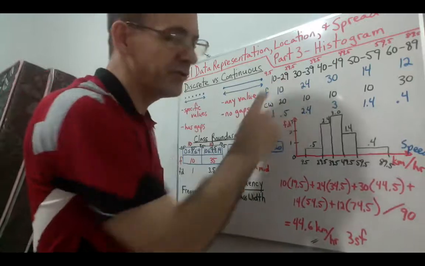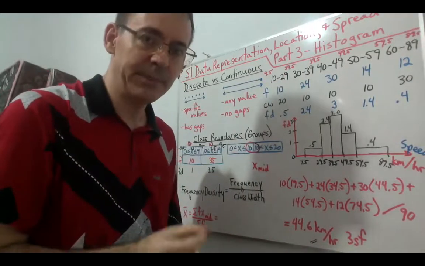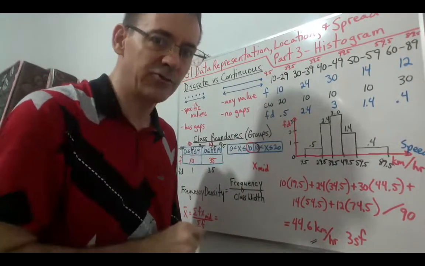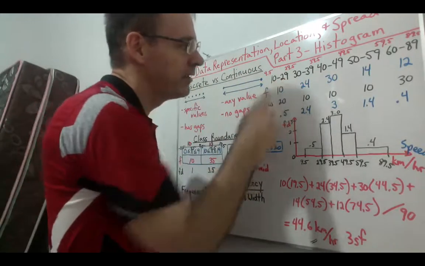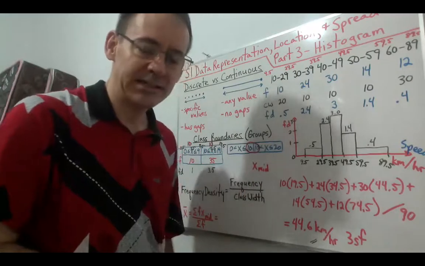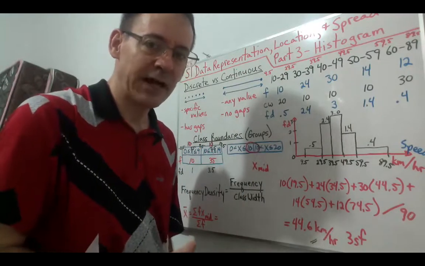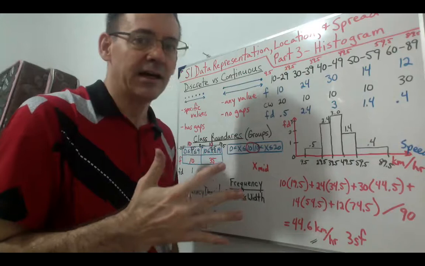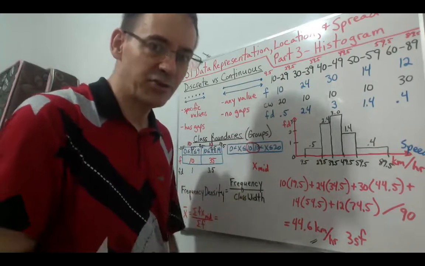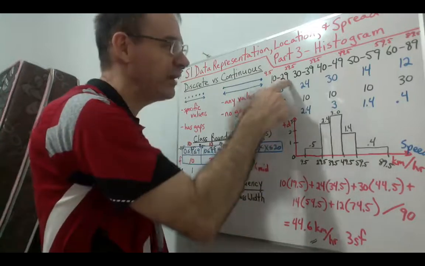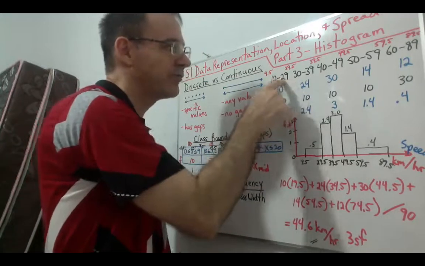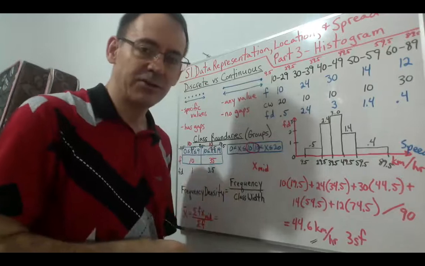Notice the numbers do not repeat, meaning there's a really tiny gap in there. What do we do with a 29.5? Now it says that these values are rounded. So 29.5 would have rounded up to 30. 29.4 would have rounded down to 29.